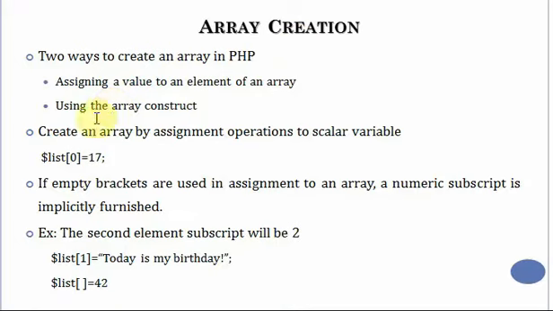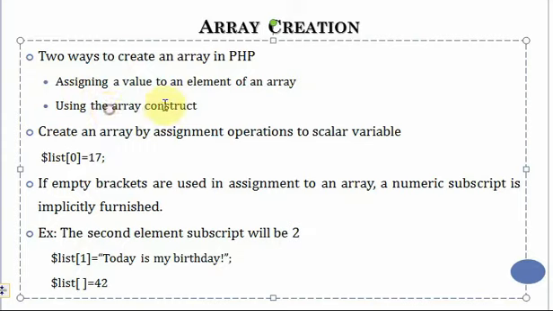An array can be created in two ways in PHP. The first one is through the assignment operation, and the next one is by using the construct, that is the array construct. So the two ways you can create an array is either by using an assignment operation or by using a construct called array. We'll see one example here. This is a list, that is A0. Here the key is 0, the value is 17.